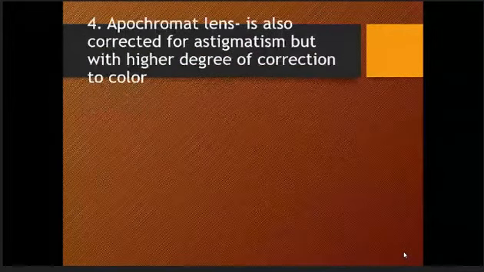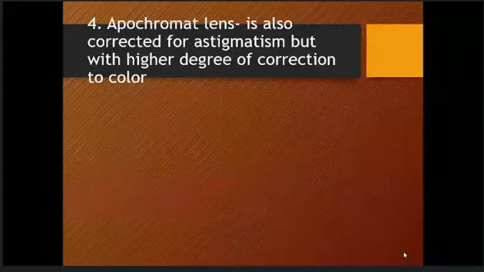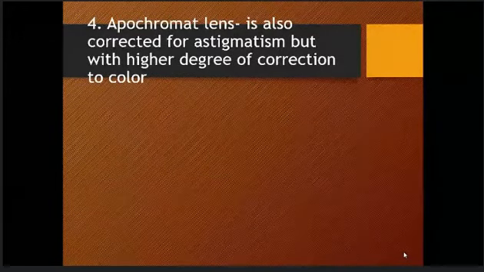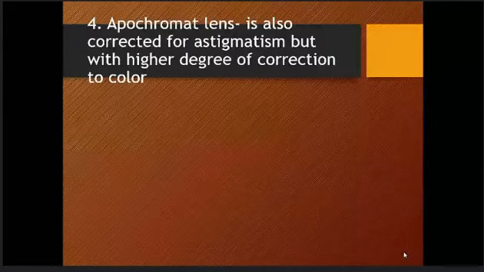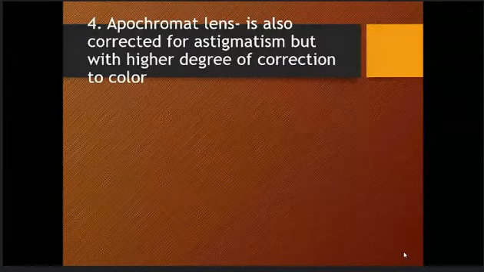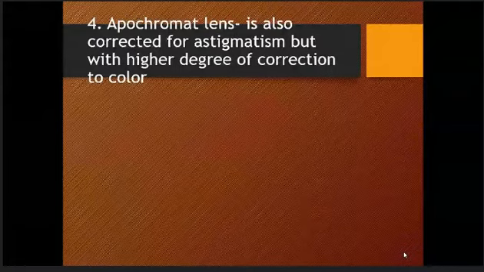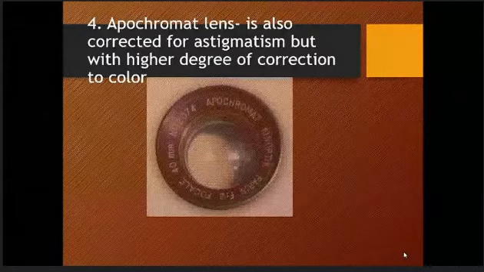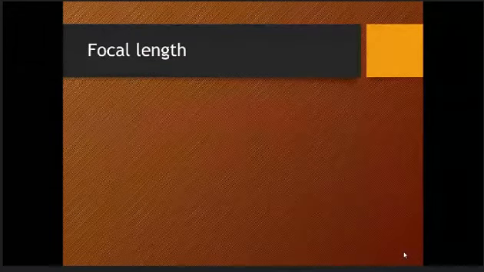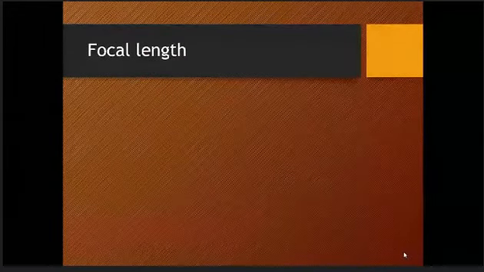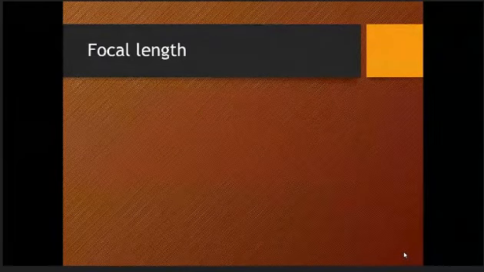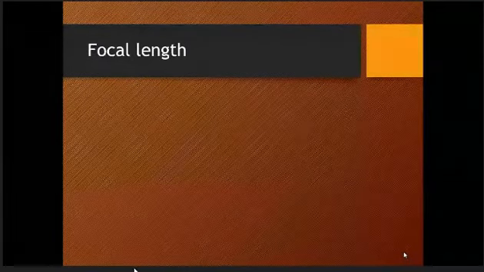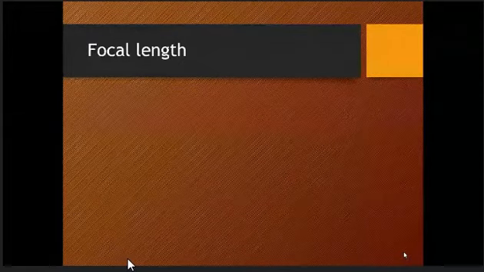Next is apochromat lens. Apochromat. Asa gigamit? Astigmatism but with higher degree correction to color. Gigamit ka sa astigmatism pero with higher degree correction to color. Apochromat lens. So these are the types of lenses according to be corrected to remove the lens defect or aberration.